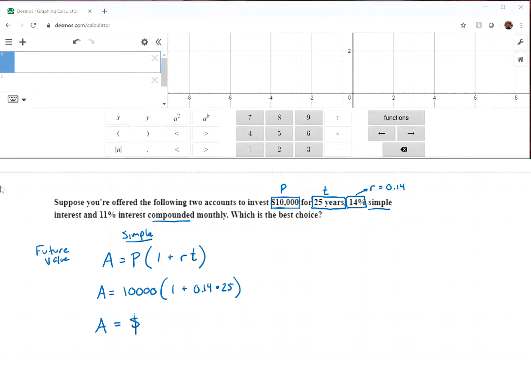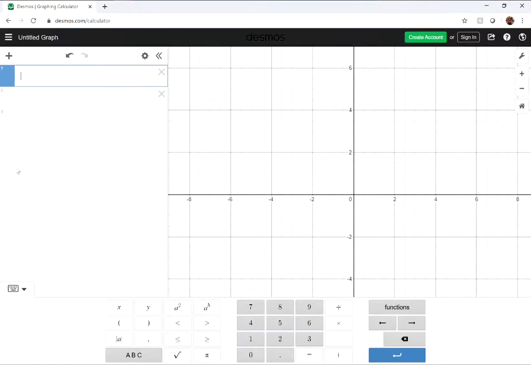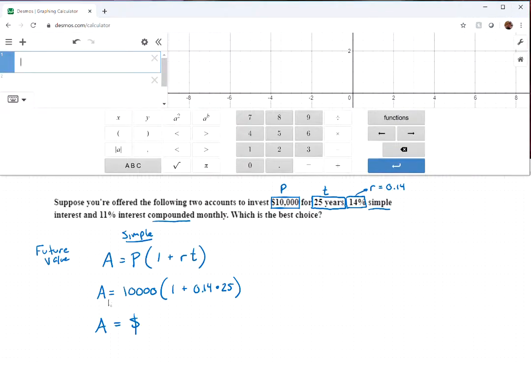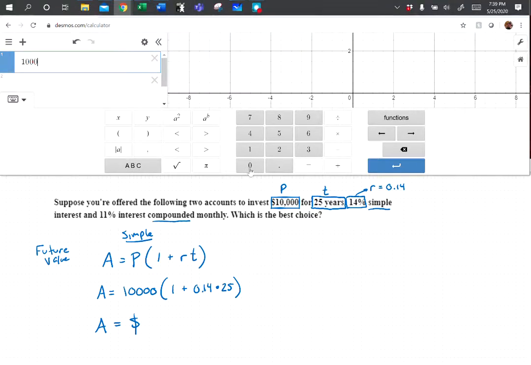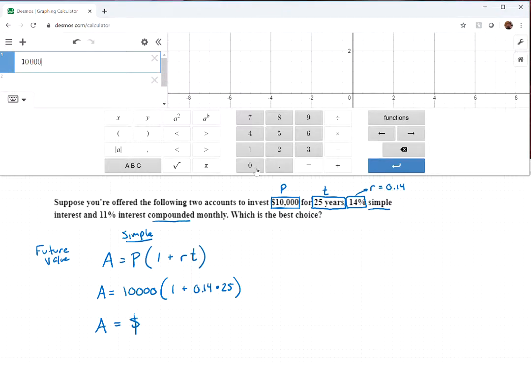So I'm going to come up here to Desmos, and I'm always using the Desmos calculator. I find it the most user-friendly because when you type things into Desmos, it looks just like it does when you write them on paper or on the screen. So I'm going to just type this in exactly as it's written. We've got 10,000 parentheses 1 plus 0.14 times 25 close parentheses. All right, so you can see here, $45,000, not bad.